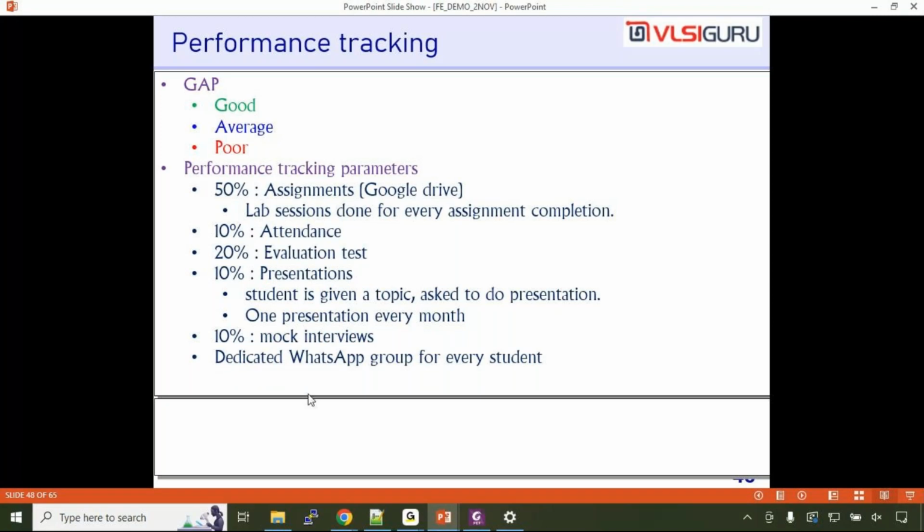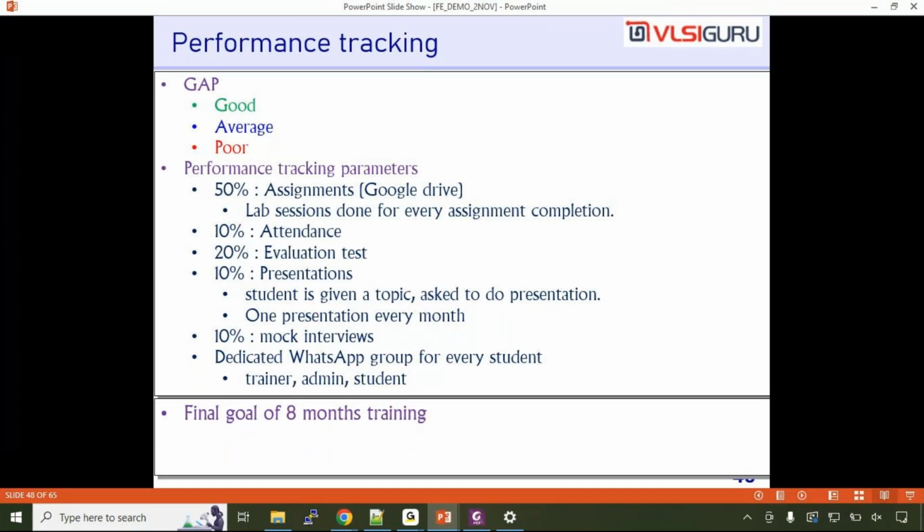And we will create one dedicated WhatsApp group for every student where you can get support. Let's say you are going through something and you need some support, you post that request in that dedicated WhatsApp group and our trainer will support you. In that group, the trainer, admin and students are added.